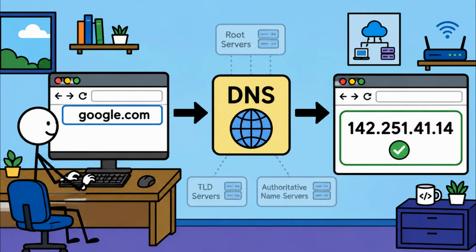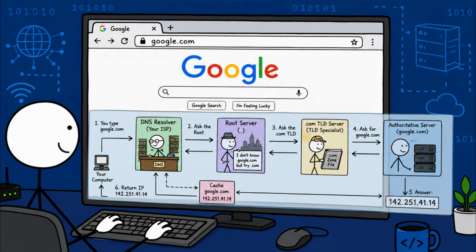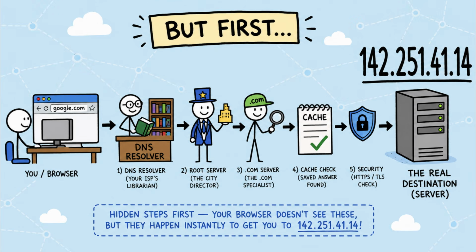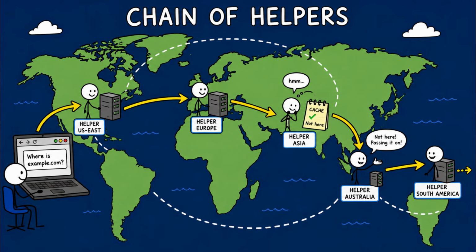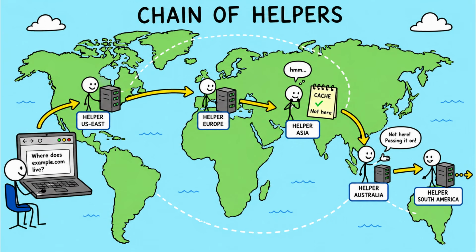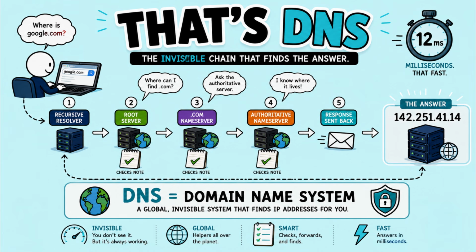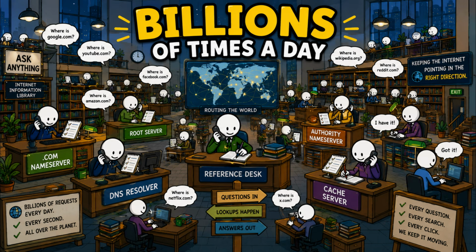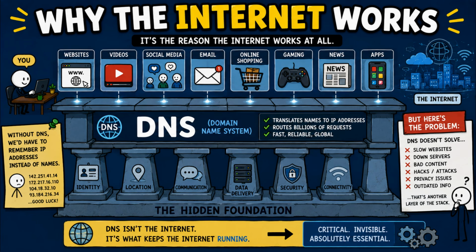Every website you visit, DNS is translating the name you typed into the address your browser needs. The next time you type google.com, you know the truth. You're not going to google.com. You're going to 142.251.41.14. But first, your browser asked a chain of helpers across the planet where that IP address lives. They checked their notepads. They passed the question along. They found the answer in milliseconds. That invisible chain? That's DNS. And it's running billions of times every single day, every single second, keeping the internet pointing in the right direction. It's the reason the internet works at all.